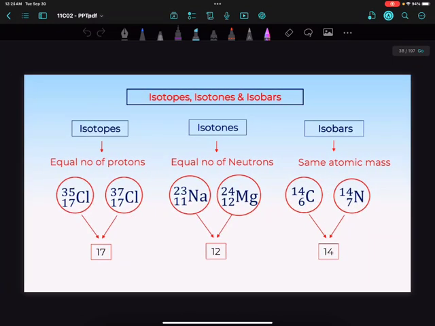Now let's learn what are isotopes, isotones, and isobars. Isotopes have an equal number of protons, but isotones have an equal number of neutrons, and isobars have equal mass number. So here we can make a trick. Isotope has a P, so it has an equal number of protons. Isotone has an N, meaning it has an equal number of neutrons, and isobar has the mass.